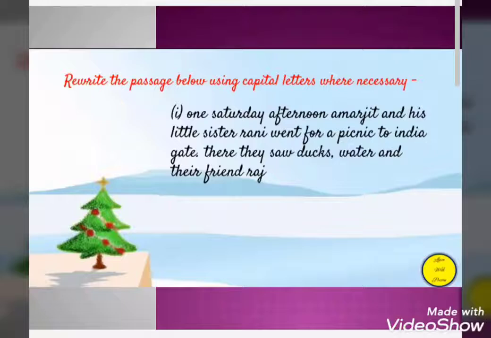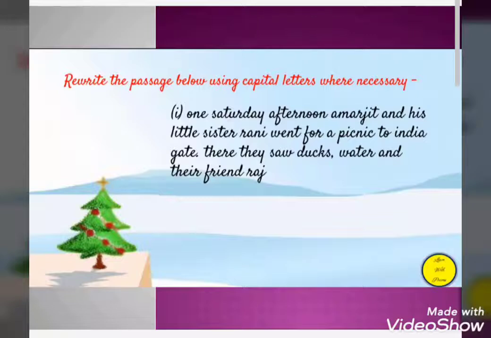The next one, rewrite the passage below using capital letters where necessary. So whenever we are beginning a sentence, the first letter should be in capital. Then for name of the person, place, the proper nouns, we have to use capital letters. So let us see. One Saturday afternoon, Amarjit and his little sister Rani went for a picnic to India Gate. There they saw ducks, water and their friend Raj. Here for all the names you have to use capital letter.